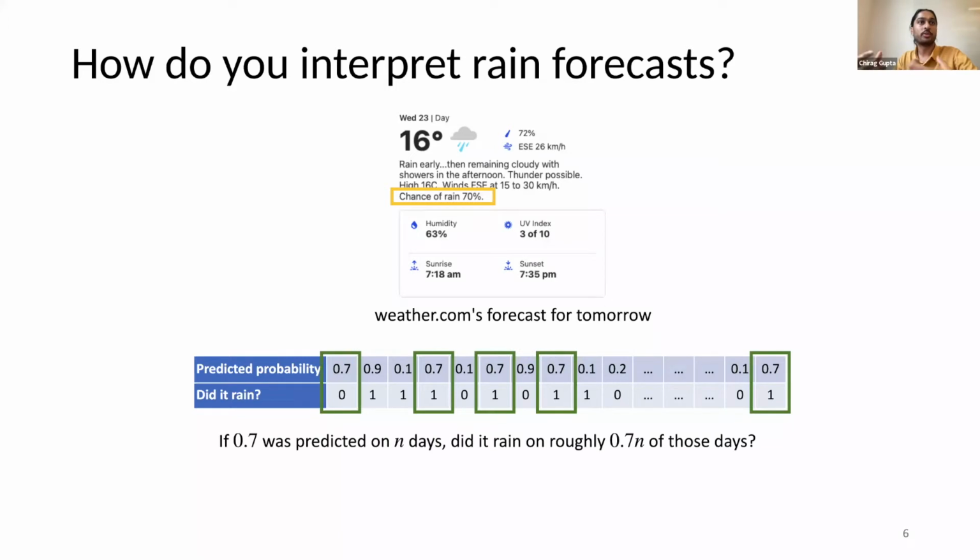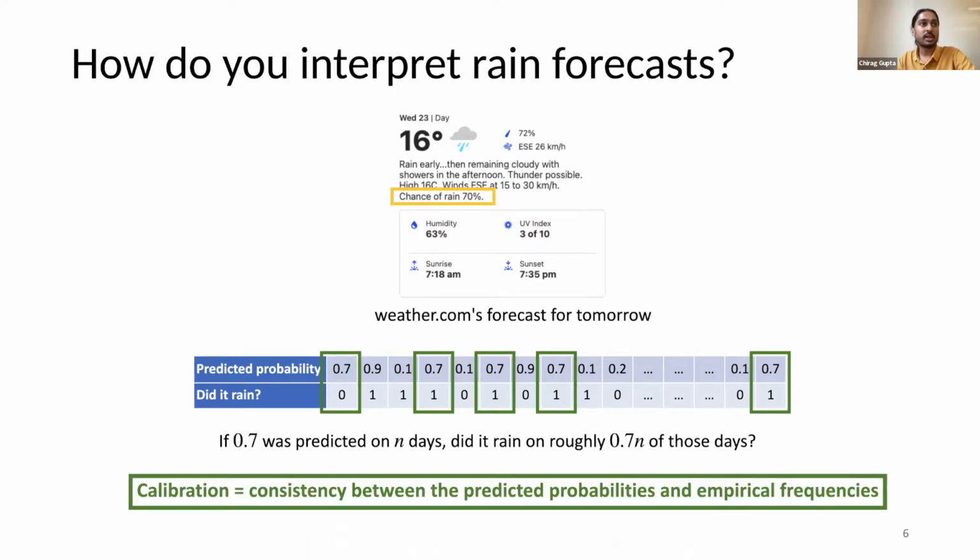So what you can do is put all of these predictions together and say that on all the days when weather.com predicted that the chance of rain was 70%, did it actually rain on 70%, or 0.7 times n, of those days? And if this is true for the various predictions made by weather.com, then we could say that the probabilities are calibrated. Or in other words, there's a statistical consistency between what is predicted and the empirical frequencies of the labels, of whether it rained or not.